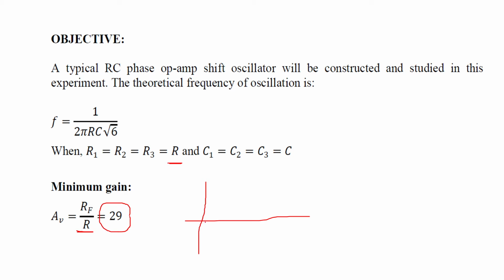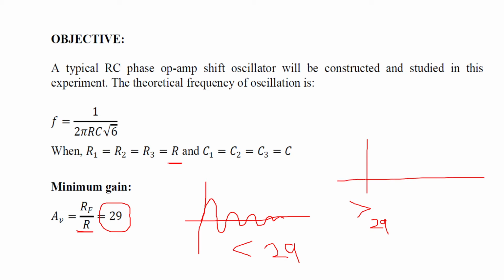That means it will not maintain the oscillation, but it will become like this. This is if the gain is less than 29. For more than 29, we ensure that the oscillation is a stable sinusoidal function, maintaining the amplitude here.